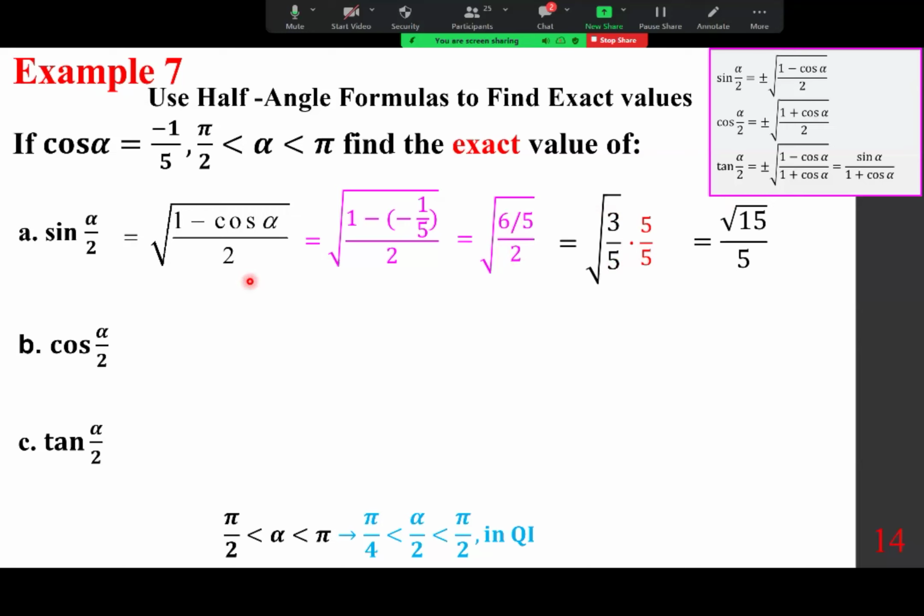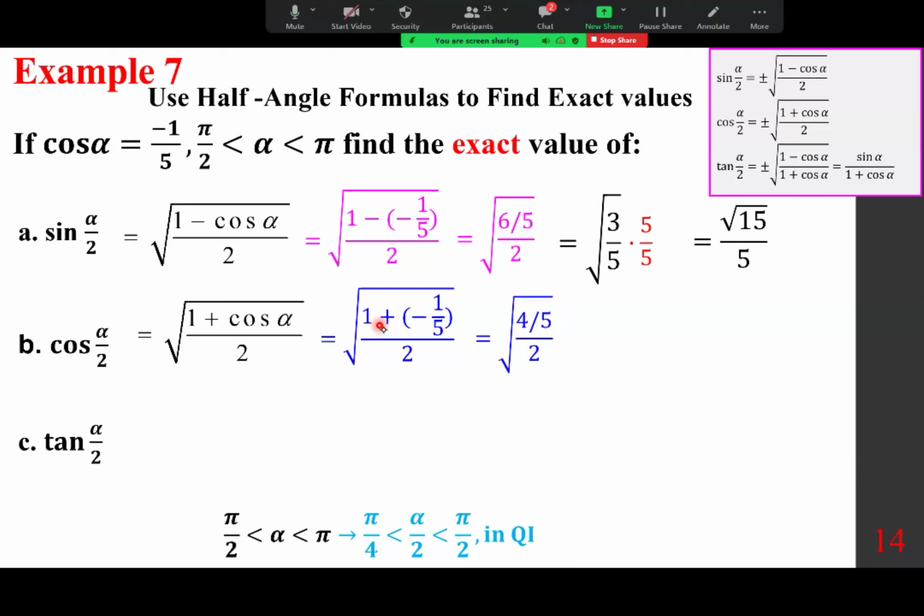For cosine alpha over 2, we use the same thing with a plus. That means this formula, square root of 1 plus cosine alpha over 2. And therefore, we use the same thing, but with a plus sign. The result is that we are subtracting 1 over 5 from 1, resulting in 4 over 5. 4 cancels out the 2, gives us 2 over 5 under the radical.